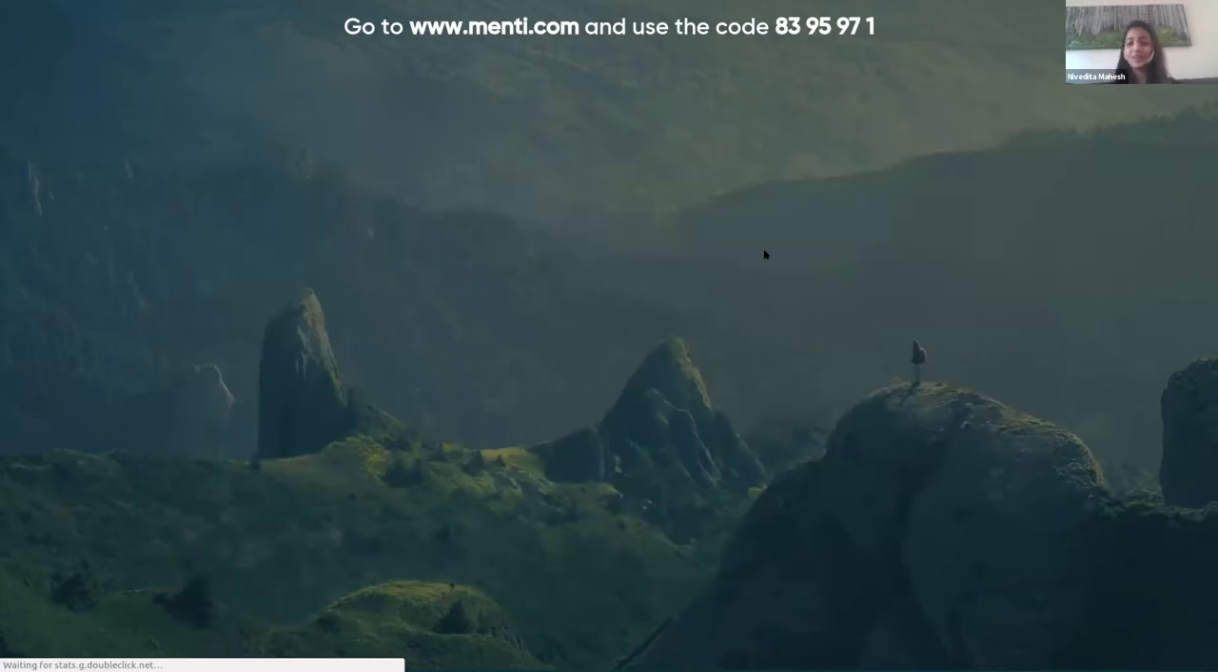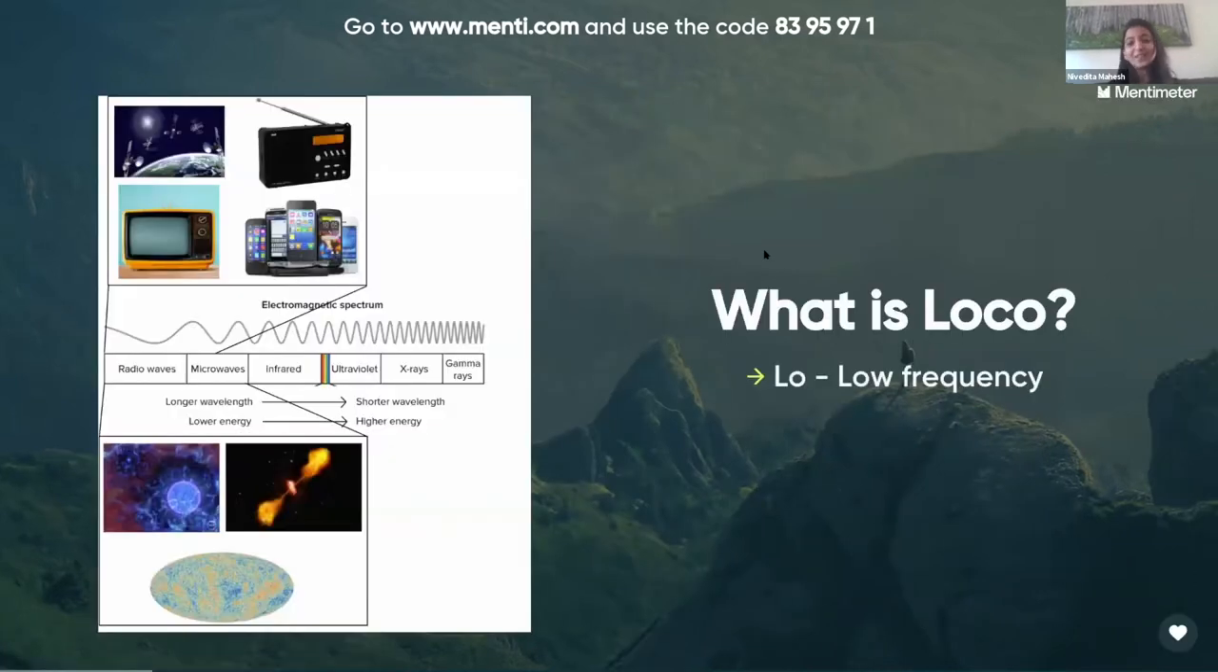So what is LoCo? LO stands for low frequency, and CO, cosmology. Basically, we use low frequency technology. What do I mean by that? Technology that your phone, your TV, your radio, satellite communication uses. So we use the same technology as those, which is basically using the radio waves of the electromagnetic spectrum to study some big questions in cosmology, like how did the different structures in the universe, how did the very first stars form? That is the main question we are going for. How did the very first stars of the universe form? When did they form? So basically, we use low frequency technology to study the first stars, hence LoCo.